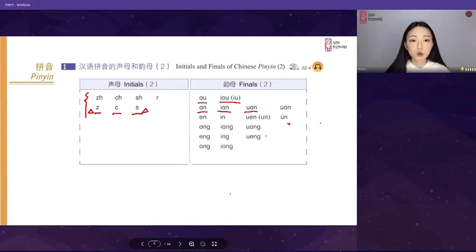First, pronounce u and then try to pronounce an, then you can get wan. Read after me, please. Wan. Next one is yuan. First pronounce y and then yen, and then you can get yuan, yuan.